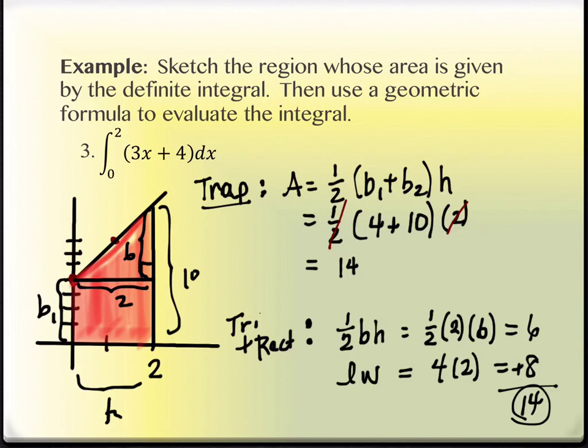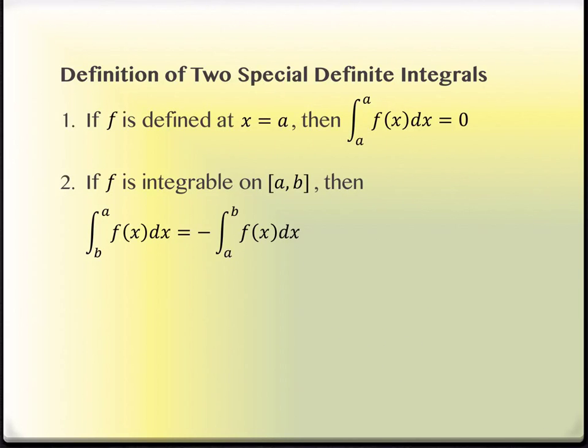Okay, a couple of special definite integrals, and I alluded to the possibility of doing this last time, but we hadn't gotten there yet. So if f is defined at x equal a, then the integral from a to a of f of x dx is 0. Why would that make sense? Because there's no dx length. There's no width, right? If you're starting at a and you're going to a, there is no area because there is no space under the curve. Yeah, it would be just that point. But because we're calculating area, you can't calculate the area of a point. It's 0.